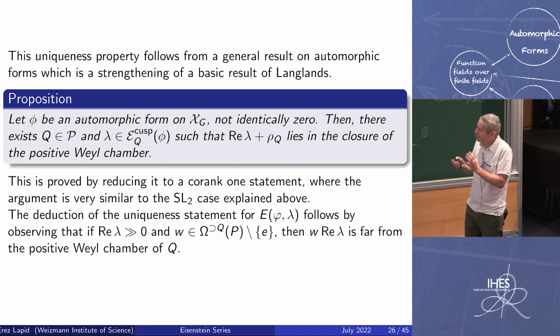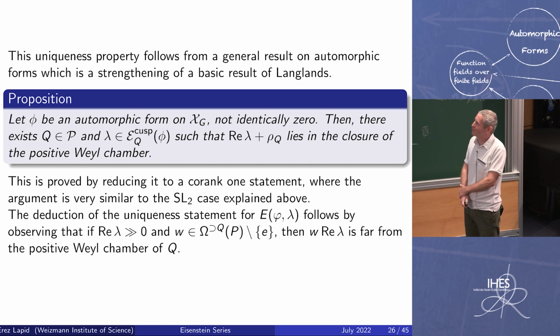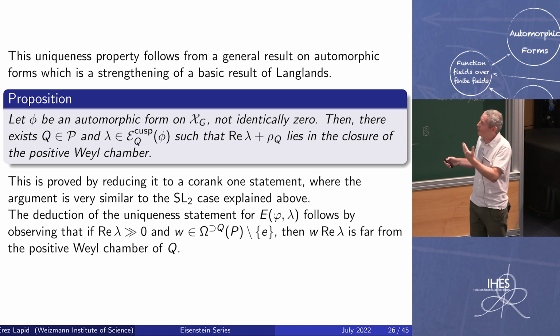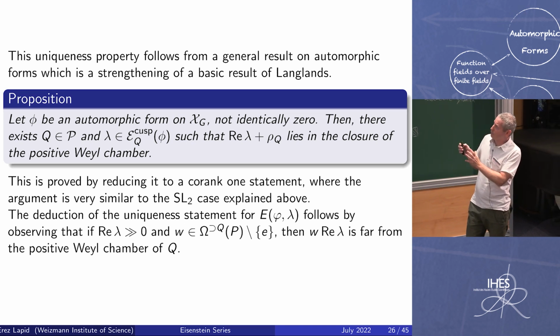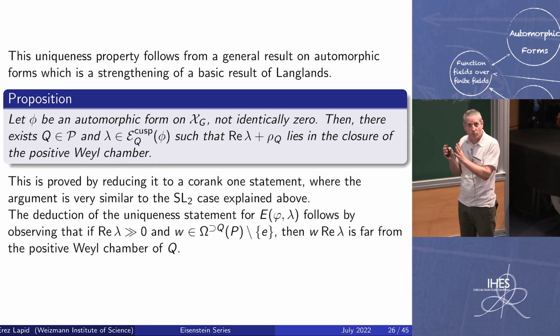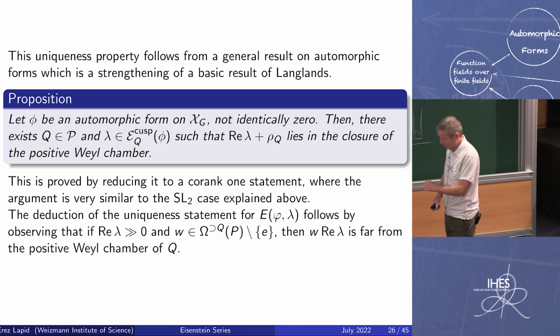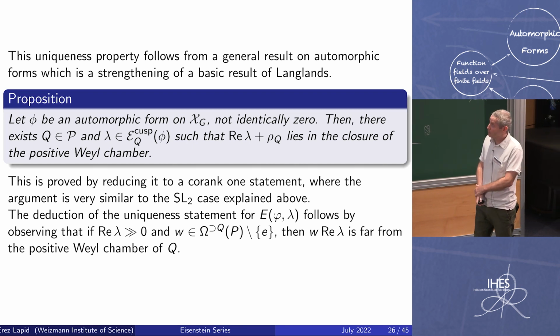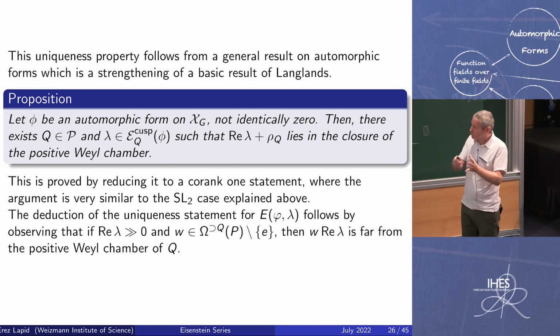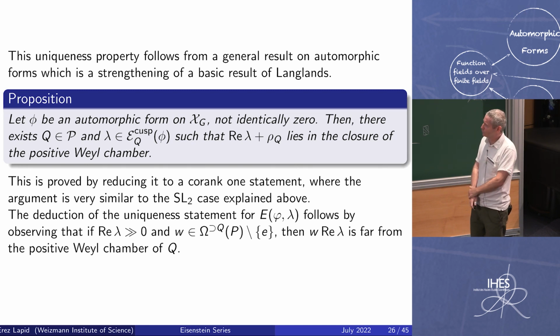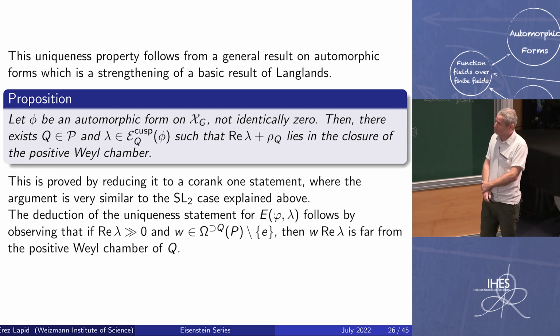It's almost a tautology, but it's a conceptually important statement. But now I claim that, in fact, you can find a cuspidal exponent along some parabolic where the real part, after you translate, so it's really the unnormalized exponent, lies in the closure of the positive Weyl chamber. So you're always guaranteed to have some exponent in the fixed translate of the positive Weyl chamber. In the SL2 case, that was basically the argument that I showed you before. And in general, you can reduce to the rank one situation. The argument is very similar.